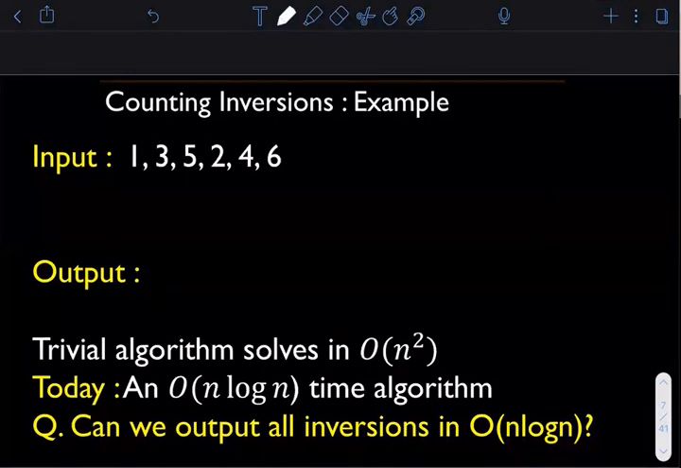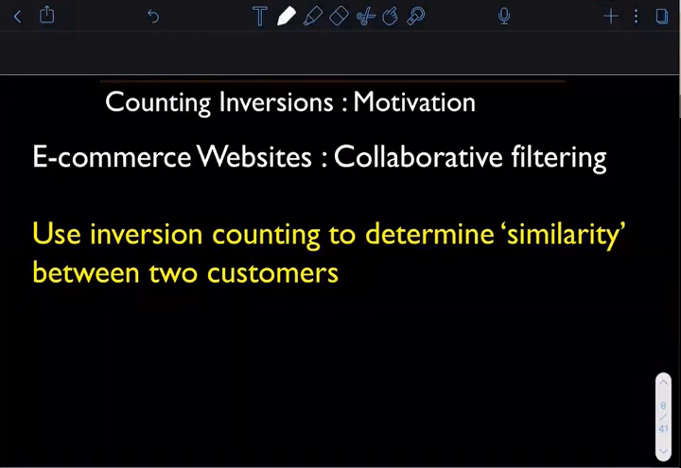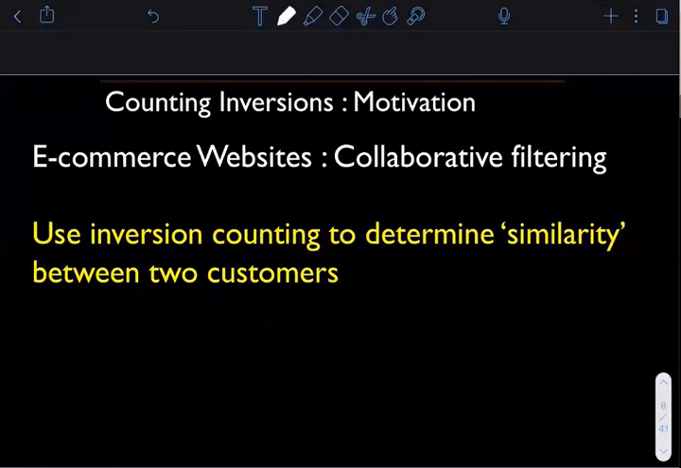Great. So before I actually delve into the algorithm, let me give you a small motivation, or at least some idea of why this might be useful. Why are we even bothered about counting inversions? So one interesting application is the following.